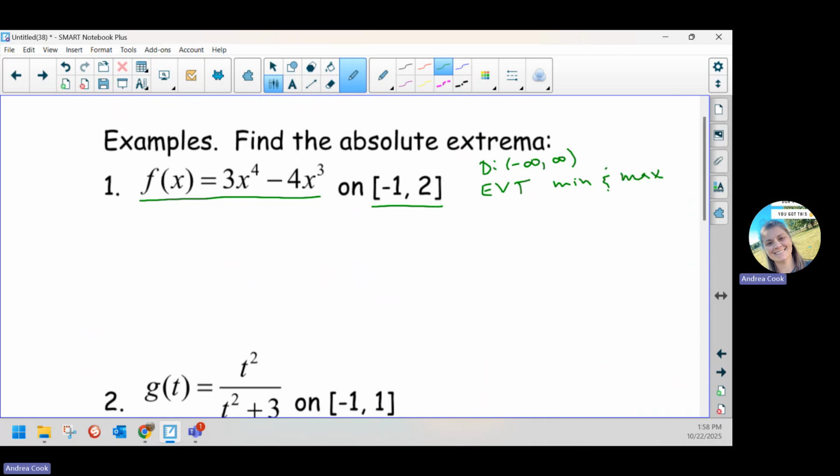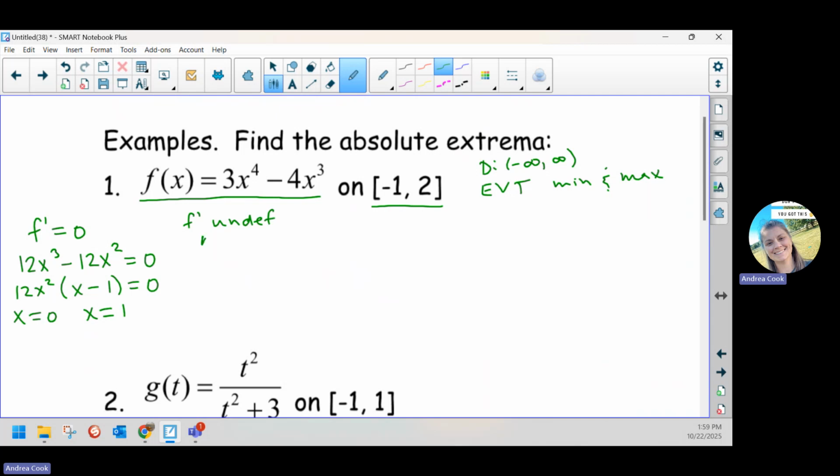Okay, so our process, step one is we're going to find our critical values. So we're going to find where the derivative is equal to 0. So first we have to find the derivative, which would be 12x cubed minus 12x squared. We're going to set that equal to 0. So I'm going to factor. And I get x equals 0 and x equals 1. Where is the function undefined? Nowhere.